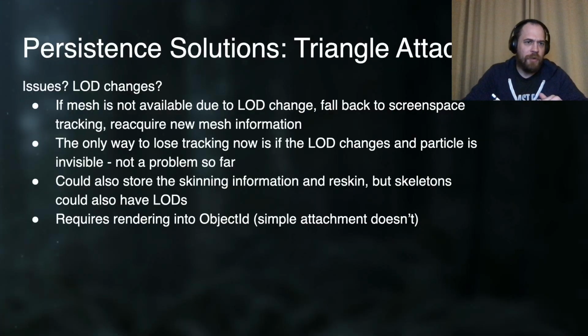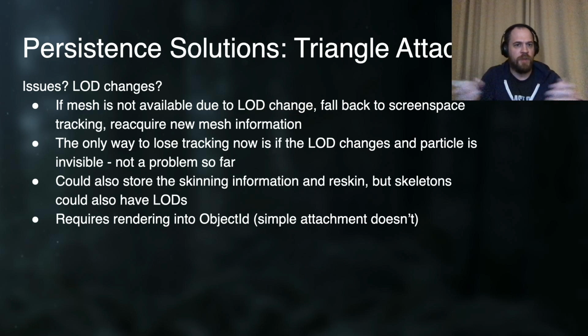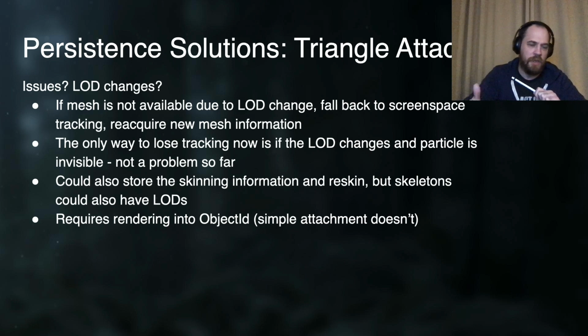The issue with that particular approach is that we are relying on the mesh information. If the LOD changes, you might have a problem where, from frame to frame, the LOD changes and you suddenly don't have the mesh you were relying on to reconstruct your position. What we can do then is fall back on the screen space tracking for one frame, then grab the new mesh information from the new LOD and go from there. We could also just do reskinning if we wanted to, but the mesh tracking itself worked for us pretty fine.